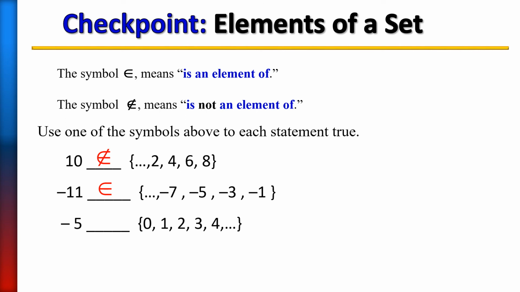Last one, negative 5. Would you say that negative 5 is a member of the given set here of whole numbers? And the answer is no. Negative 5 is not an element of that set. Okay, how'd you do on those? Okay, I'm sure you did well.